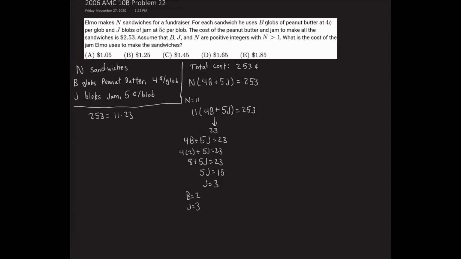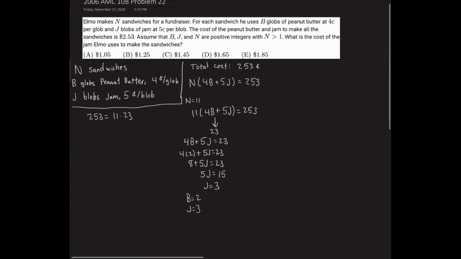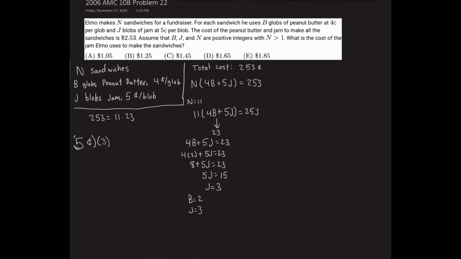So now we have to read what the question's asking for. It's saying, what is the cost of the jam that Elmo uses to make the sandwiches? So the cost of the jam we can calculate by finding out how much the jam costs for each sandwich multiplied by the total number of sandwiches. So we know that each blob of jam is 5 cents. And because we solved right here, we used 3 blobs of jam on each sandwich. So we can multiply this by 3. So it costs 15 cents per sandwich for jam. So 5 times 3 is 15 cents.